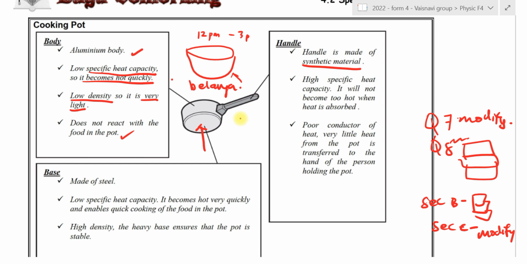Oh, high specific heat capacity. Yes, very good. High specific heat capacity. Because dia lambat sejuk, dia lambat panas. Memang cooking time dia akan ambil masa, tapi dia tak cepat sejuk. So it's like ever heat lah.